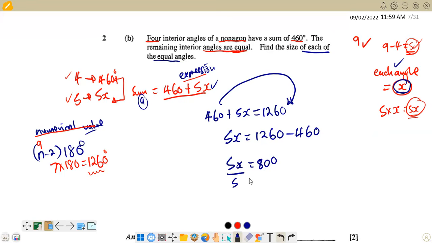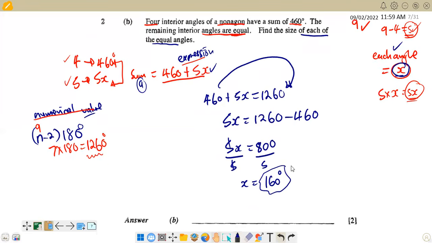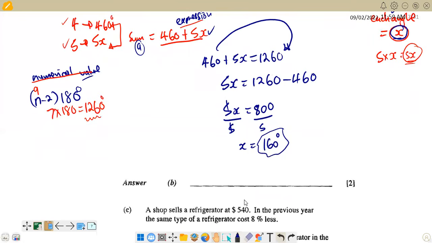Okay, then you can divide by 5 on both sides. So if we divide by 5, our x is going to give us 160 degrees. So this is 160, representing what? An angle. So it means each angle is going to be 160 degrees. Here we're just writing our answer, which is 160 degrees in this case.